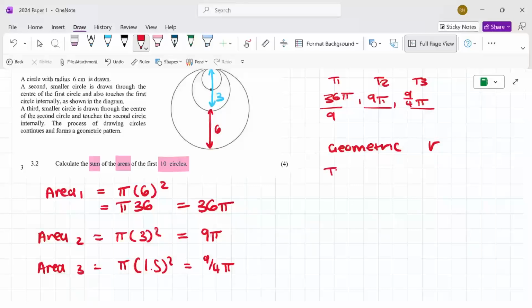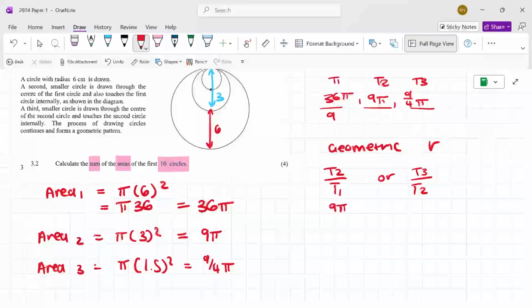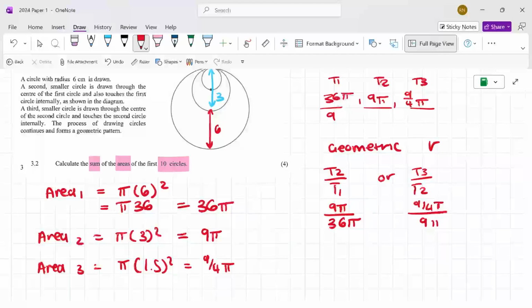You'd have to do T2 over T1, or you could do T3 over T2. So the one ahead divided by the one before it. In this case, T2 is 9 pi. In your calculator, don't try and put pi as 3.1415, whatever. Just put it as pi, 9 pi over 36 pi. What constant ratio does it give you? Or you could put 9 over 4 pi over 9 pi. So the pi's end up canceling out anyway. What is your ratio if you put those two over each other? You get a ratio of 1 over 4 for both of them.